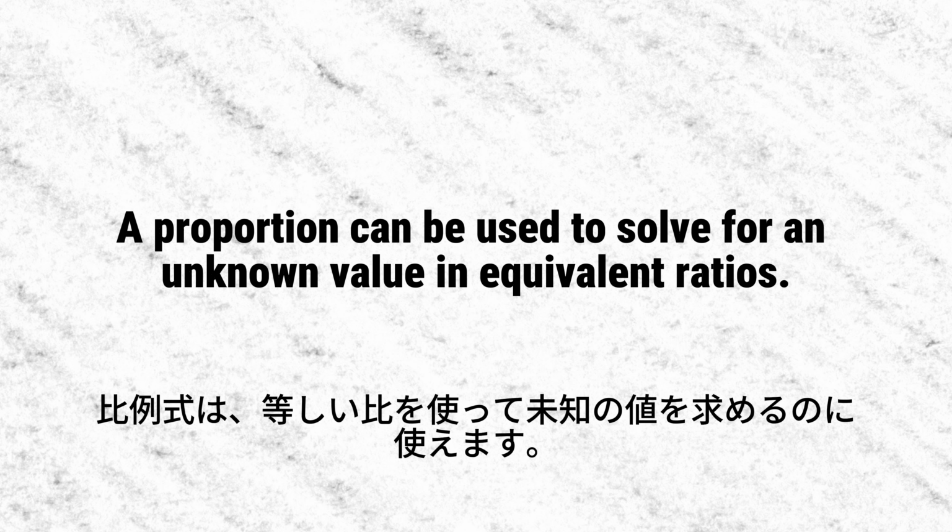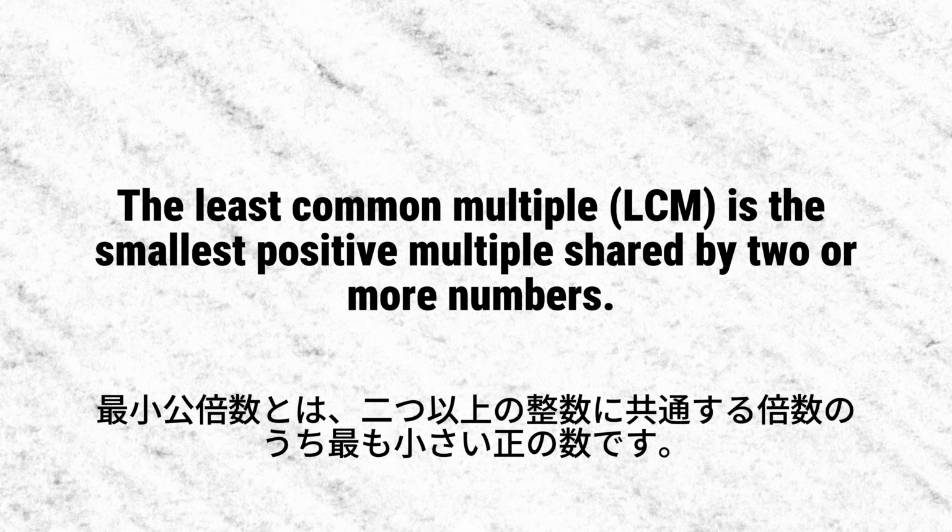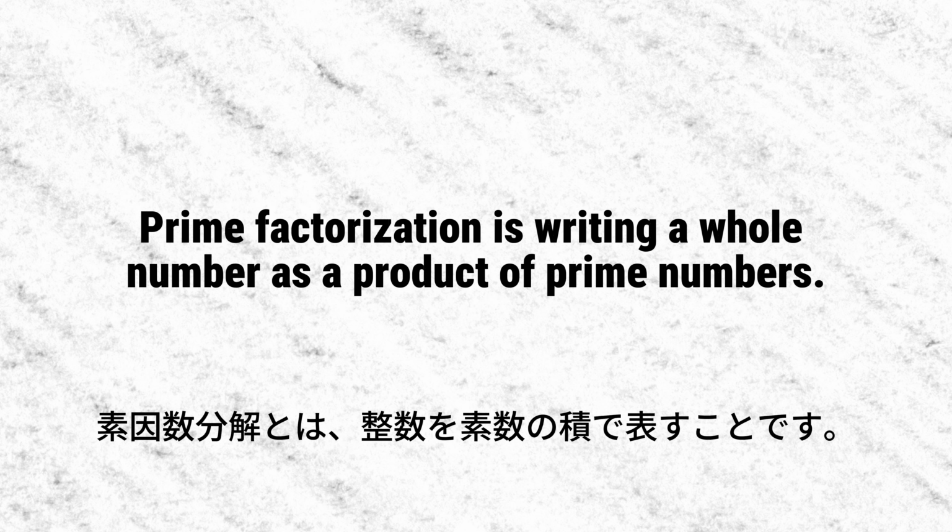A proportion can be used to solve for an unknown value in equivalent ratios. The least common multiple, LCM, is the smallest positive multiple shared by two or more numbers. Prime factorization is writing a whole number as a product of prime numbers.